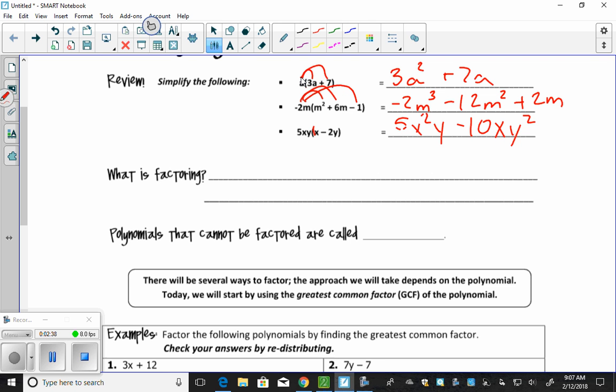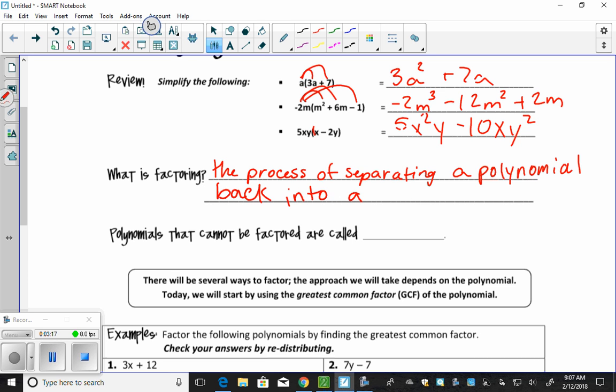Today we're going to be talking about factoring polynomials. That's basically going from this to this. So factoring is going backwards, kind of. Okay? So what is factoring? Factoring is the process of separating a polynomial back into a product.